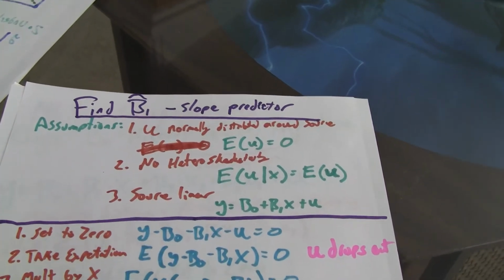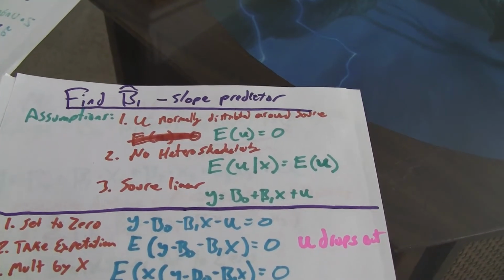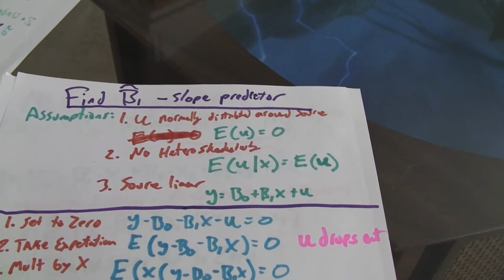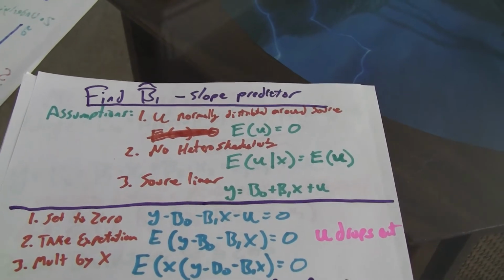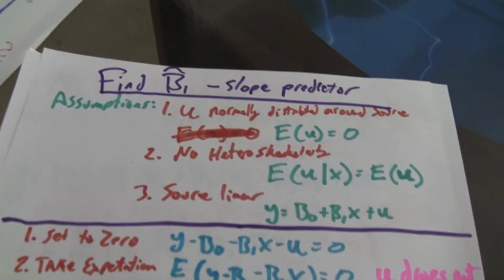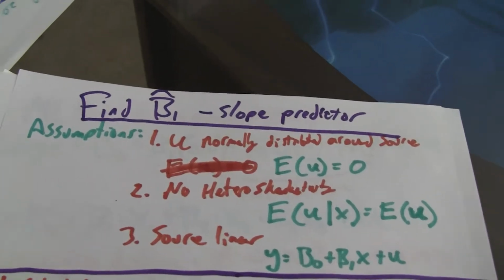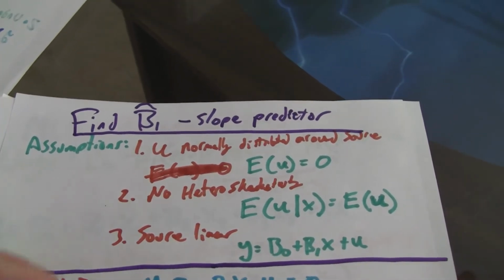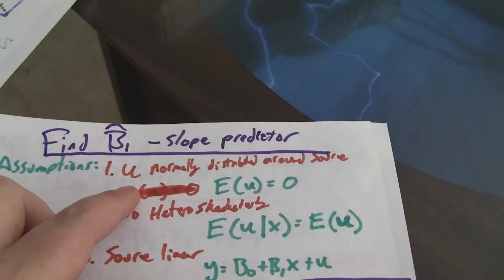So what we're trying to do is find beta 1 hat, which is our slope predictor. We're going to need some assumptions. What I'm doing here is an algebraic proof, and we're going to need some Gauss-Markov assumptions to do it.